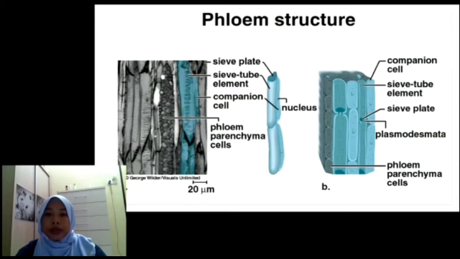Okay, this is the phloem structure. The conducting cells in the phloem are the sieve tube members. Other than that, they also have companion cells that provide the proteins, and the end walls of the sieve tube elements end with sieve plates, and the plasmodesmata extend to the sieve plates. So we proceed to the next slide.